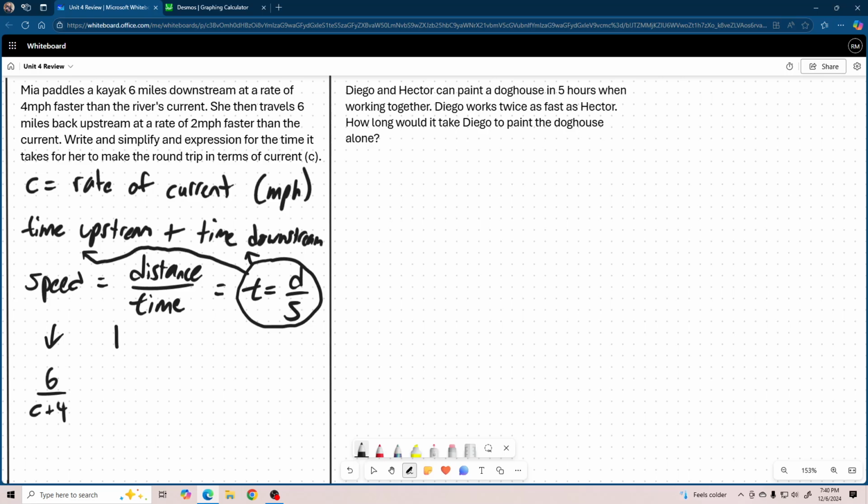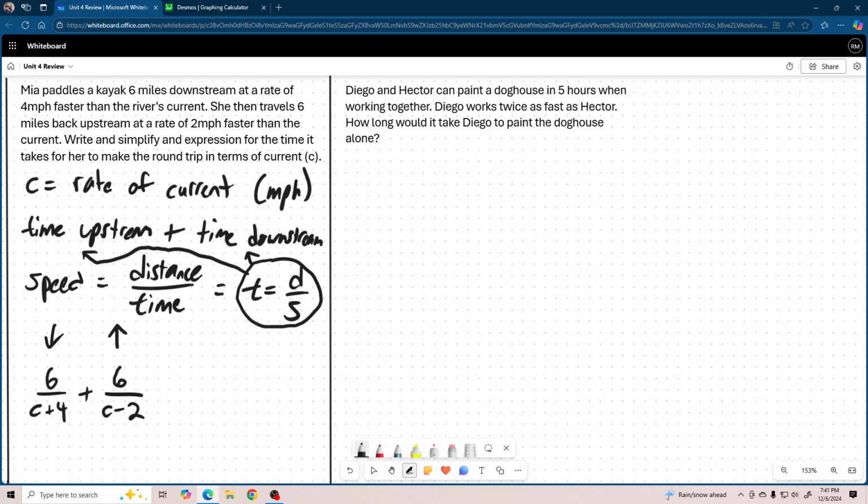All right, now upstream. When we're going upstream, we're traveling 6 miles back up, which makes sense because we're going the same distance, right? And then it says 2 miles an hour faster than the current. So here it's going to be our current, but in this case, our current is fighting against us, right? So we're actually going to be going c minus 2, right? And the reason why is because the current is fighting against the 2 miles an hour that we're going. So the total speed is going to be whatever the current of the river is minus the 2 that we're going.